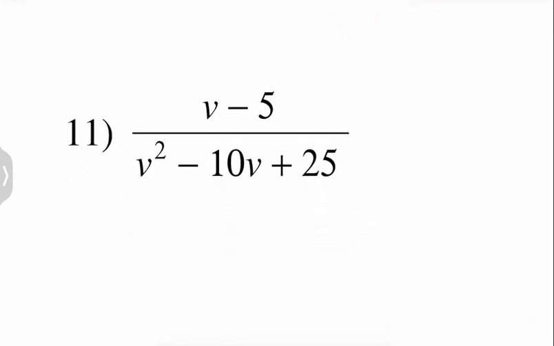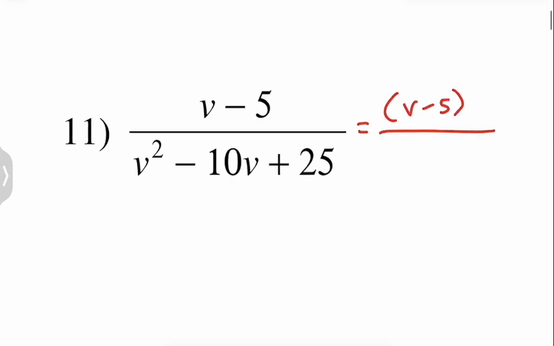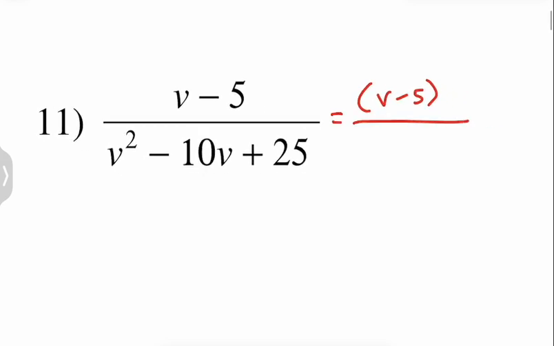Let's talk about 11. Again, that top piece is in full factored form. Put it in parentheses. The bottom piece, there's a variety of ways to rewrite the bottom. What we're basically doing is doing one of those.